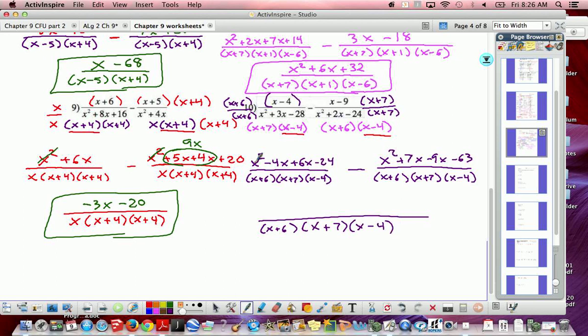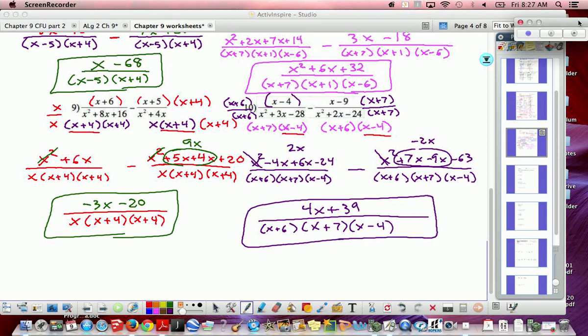So combine like terms, x squared minus x squared, gone. Now, negative 4x plus 6x is 2x. I need to combine these two together. I get negative 2x, but watch your signs. 2x minus negative 2x is actually 4x. Then I go negative 24 minus a negative 63. That makes this really a positive 63, which I believe leaves us 39. All right, that ends this worksheet.